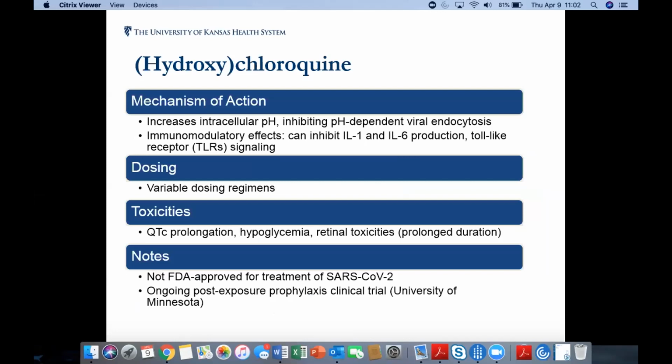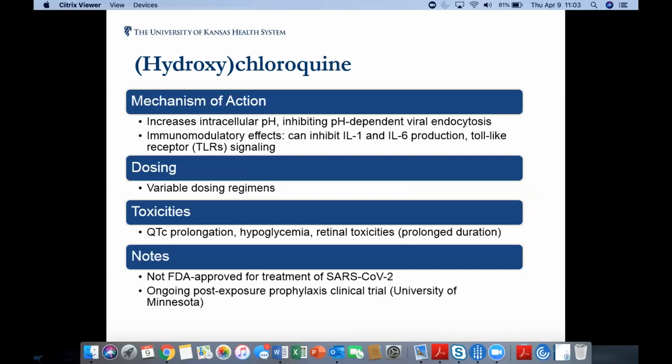So hydroxychloroquine, chloroquine. So chloroquine is a medication that is frequently used for malaria prophylaxis, but it does have some antiviral properties. So this medication can increase intracellular pH, and this can inhibit viral endocytosis because this is a pH dependent process. So the lower the pH intracellularly, the better the rate of viral endocytosis. So by increasing pH, you can decrease the rate of viral endocytosis. It also has some immunomodulatory effects. It can inhibit the production of interleukin-1 and interleukin-6, which we know are pivotal players in the cytokine release pathway. The dosing regimens, there are a number of different dosing regimens out there.